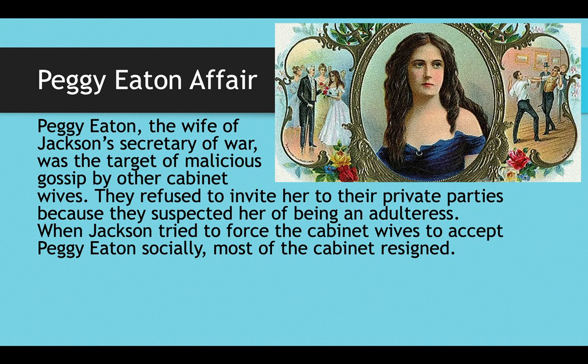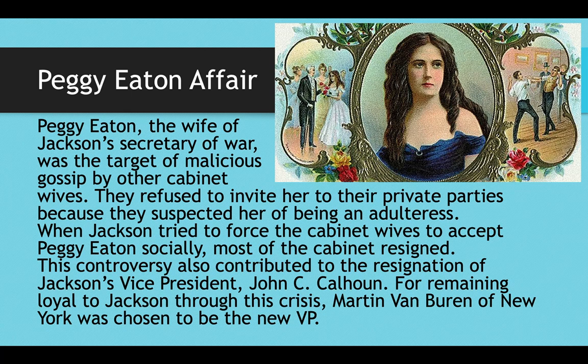Well, Jackson was very sensitive to this, not only because he liked Peggy Eaton and his Secretary of War, but also because he remembered that his wife had rumors spread about her being an adulteress too. And his wife was deceased at this point, so this was a personal issue for him. So he tried to stand up for her. He tried to force the cabinet wives to accept Peggy Eaton socially. And when he did this, not only did the women refuse, but most of his cabinet resigned. They said that he had overstepped his bounds and shouldn't have gotten involved in these affairs. This controversy also contributed to the resignation of Jackson's vice president shortly thereafter.